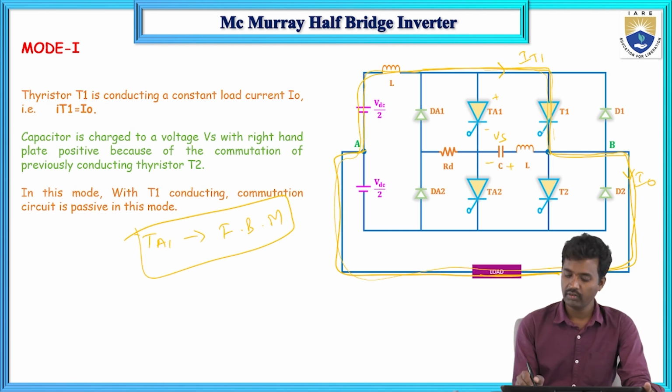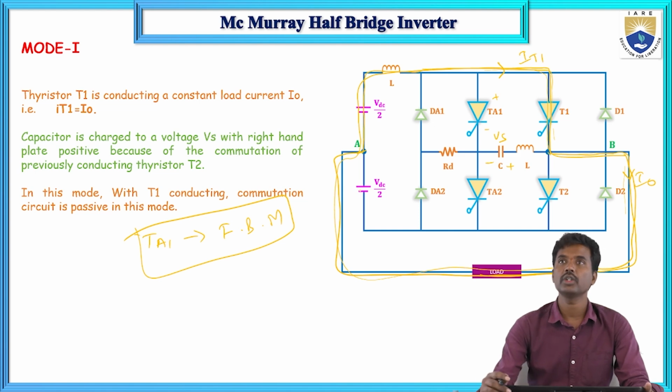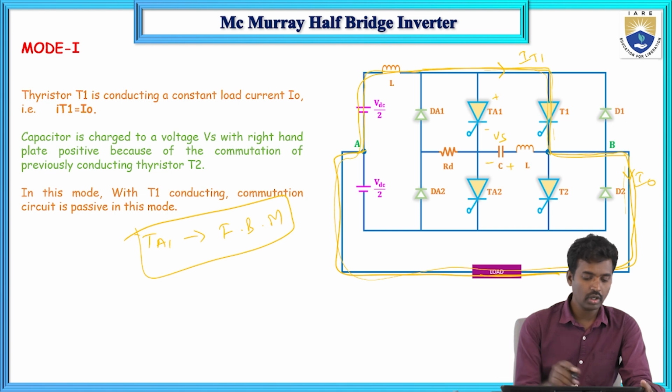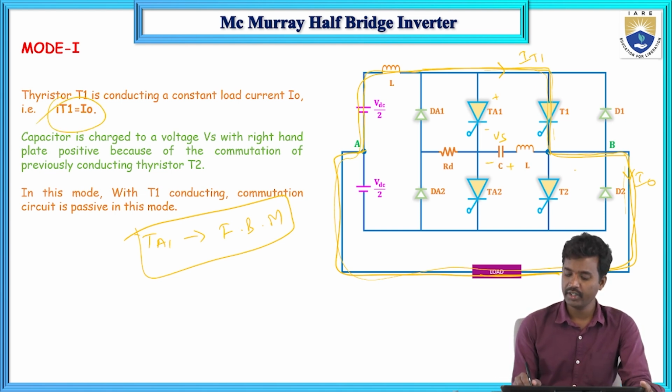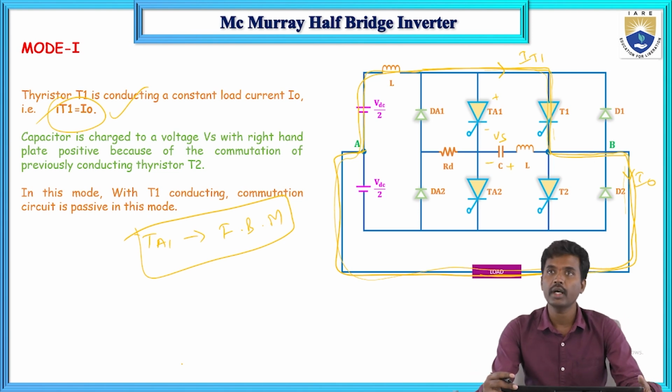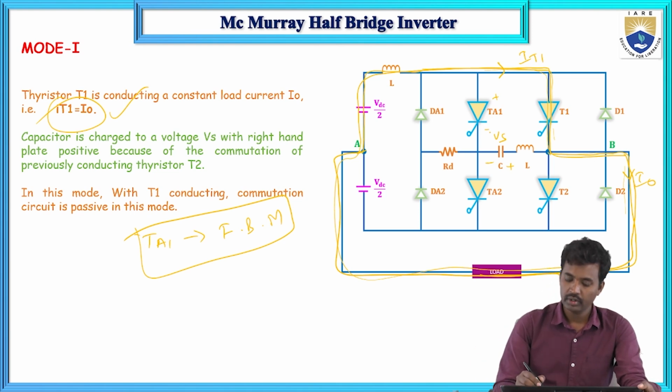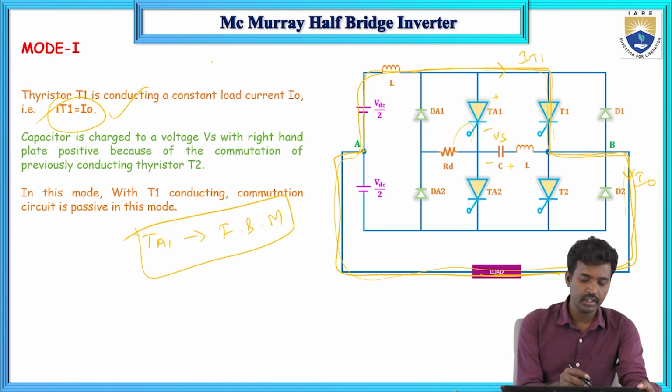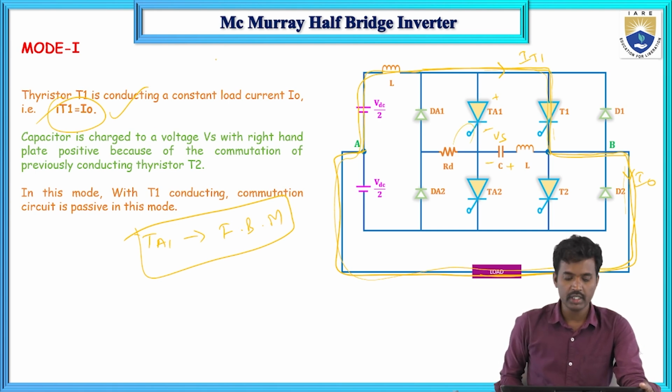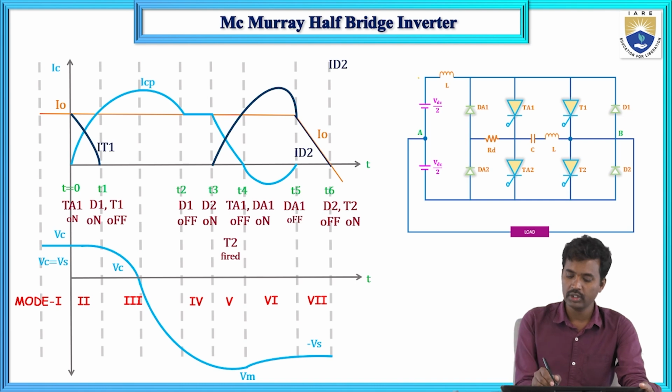Now how will T1 be turned off? Here we forcibly turn off T1 and T2, a forced commutation inverter. IT1 equals I0, the load current is constant. The capacitor is charged with the positive plate on the right-hand side, and the capacitor voltage is Vs. We are not giving any gate pulse at t equals 0 in the first mode of operation.